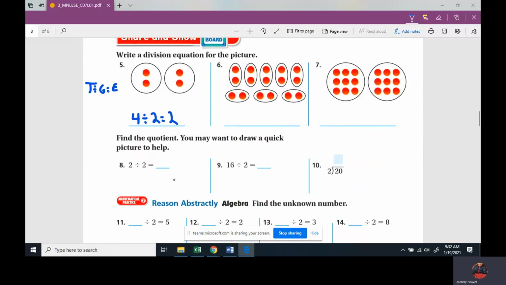What's going to be your total for number 6? 16. Aubrey, how many groups do we have? And how many's in each group? Beautiful. 16 divided by 8 equals 2. Adelie, what's our total?